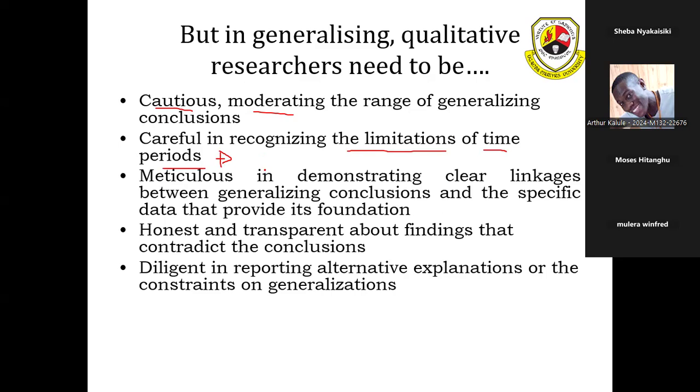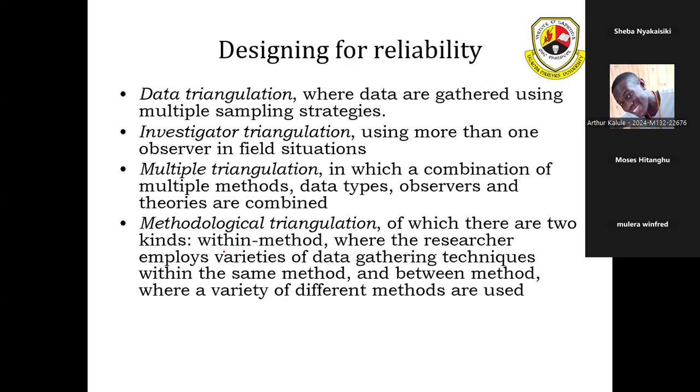So there needs to be a great deal of caution as you're reporting back. Do not have very conclusive answers that this means this, this means that, this is true and this is not. Always have that cautiousness as you report back. Honesty and transparency about the findings and any contradictions that you may have found, report them. So we need to be very careful with qualitative research and generalization.